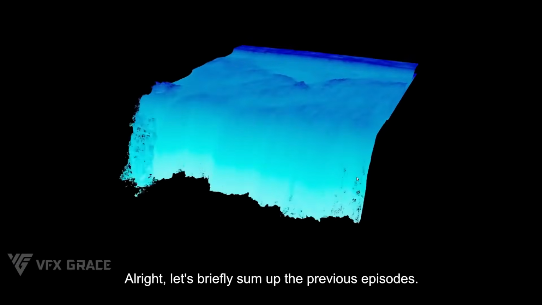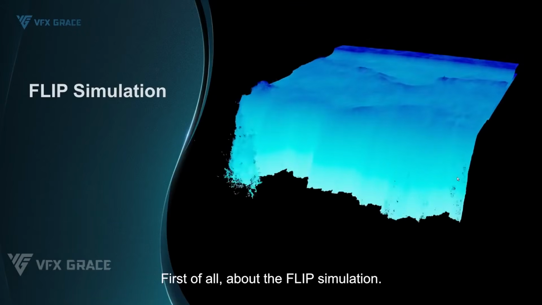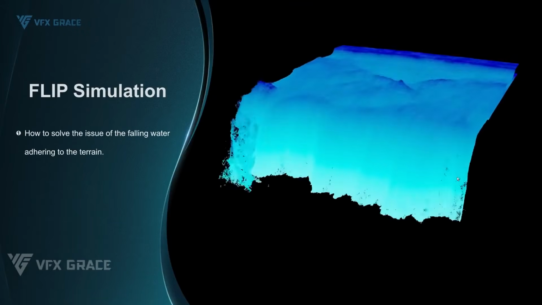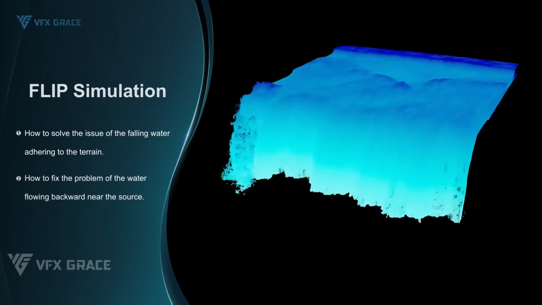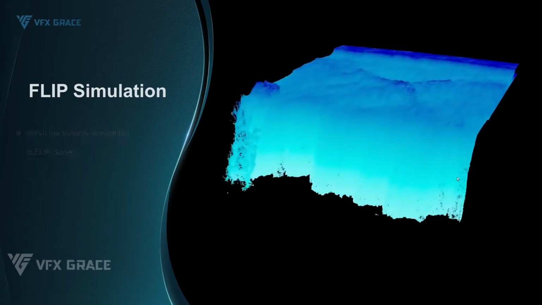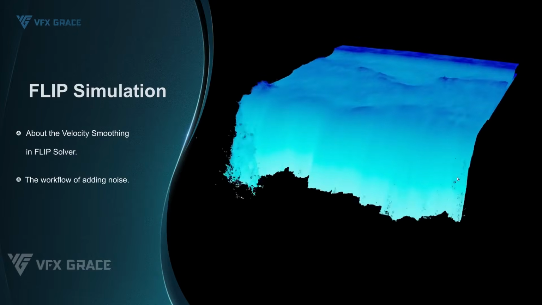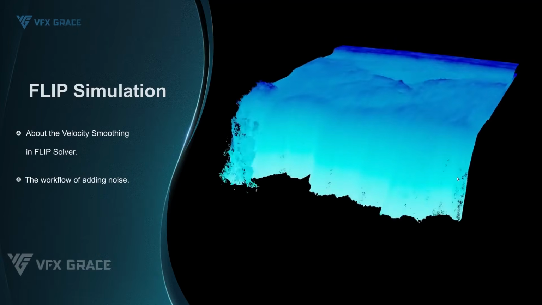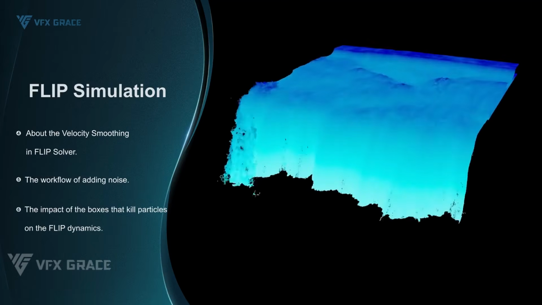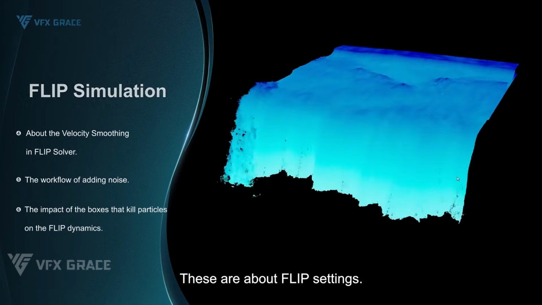Alright, let's briefly sum up the previous episodes. First of all, about the flip simulation. 1. How to solve the issue of the falling water adhering to the terrain. 2. How to fix the problem of the water flowing backward near the source. 3. The pros and cons of mix-up steps. 4. About the velocity smoothing in Flip Solver. 5. The workflow of adding noise. 6. The impact of the boxes that kill particles on the flip dynamics. These are about flip settings.